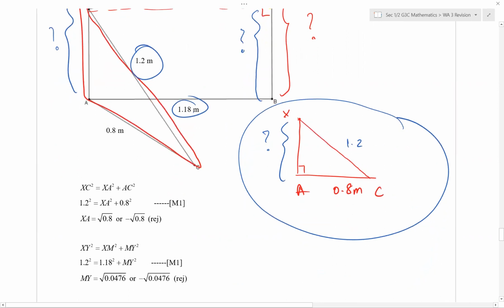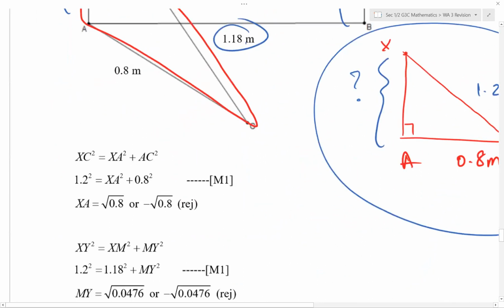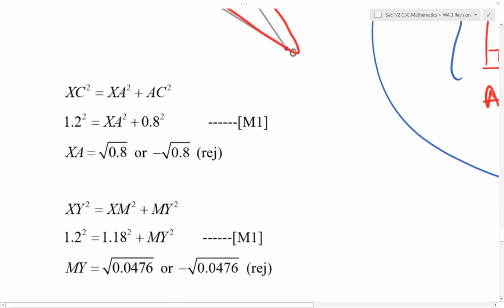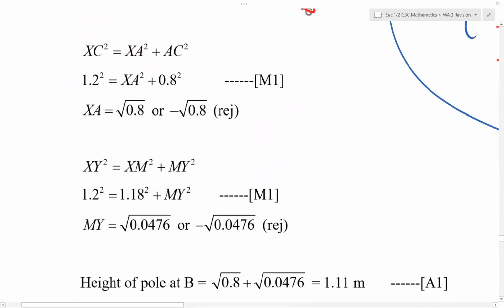And here's the working. Okay, copy down the corrections. So we've got two portions of the height added up to give us 1.11 meters in 3SF.